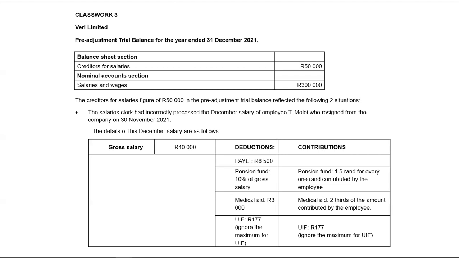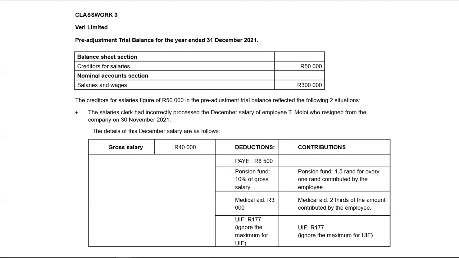By taking the 40,000, multiplying it by 10%, it will give you 4,000. So the employee contributed 4,000 towards the pension, meaning that we as the company will contribute 1.5 of that. When you multiply 4,000 by 1.5, it will give you 6,000. So if the employee contributes 4,000, we will contribute 6,000.